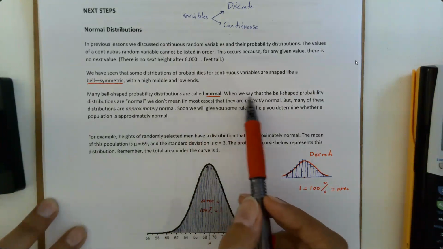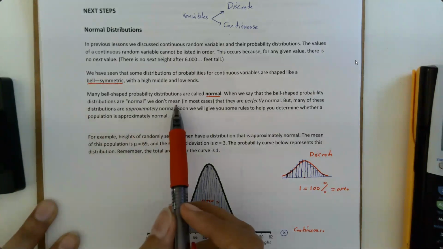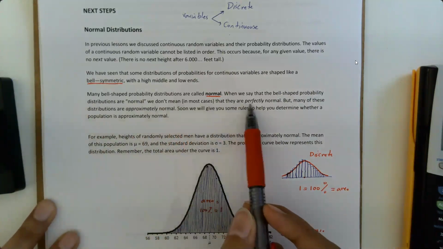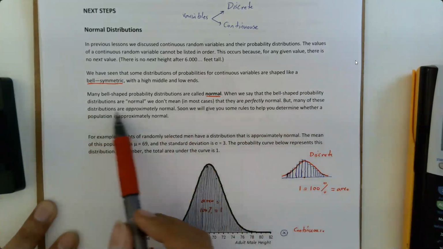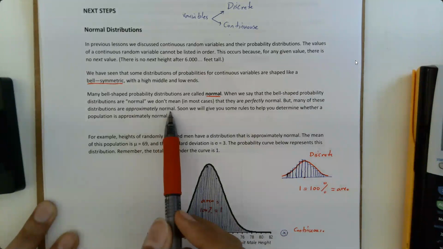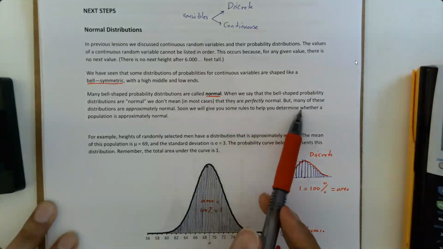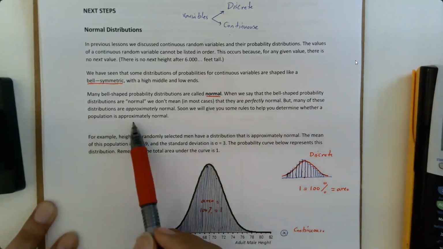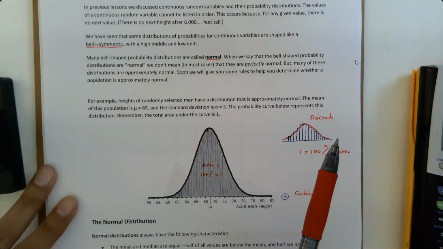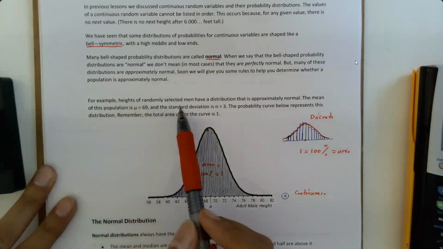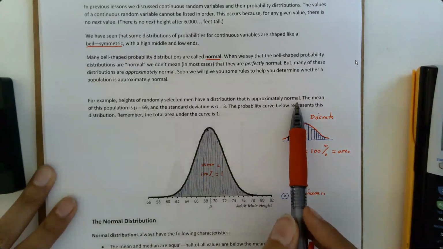When we say that bell-shaped probability distributions are normal, we don't mean in most cases that they are perfectly normal. But many of these distributions are approximately normal. Soon, we will give you some rules to help you determine whether a population is approximately normal or not. For example, heights of randomly selected men have a distribution that is approximately normal.